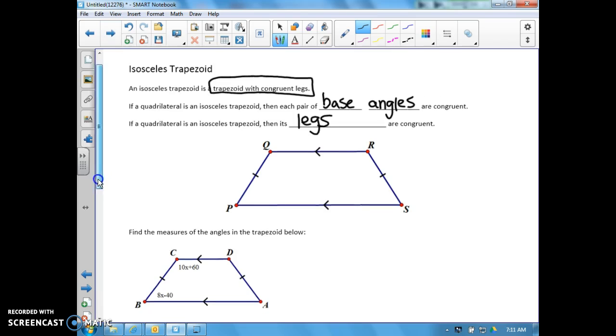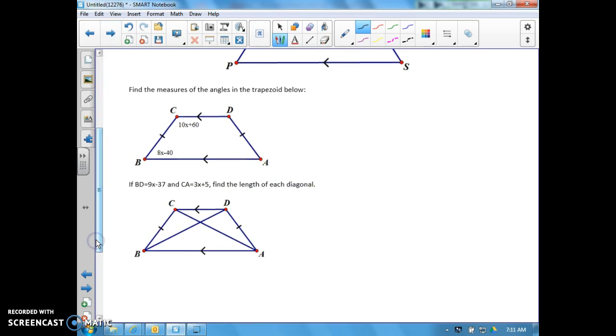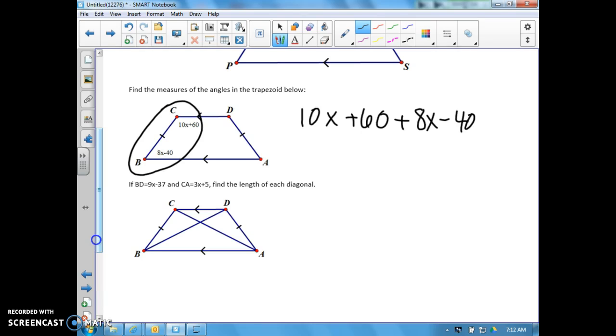So, taking a look at these examples, in this example, I see that I have two angles, but they're not a pair of base angles. They're two angles lying along the same leg. So when that happens, they must be supplementary. So the expression plus 60 plus 8x minus 40 must equal 180. I want you guys to finish the problem.